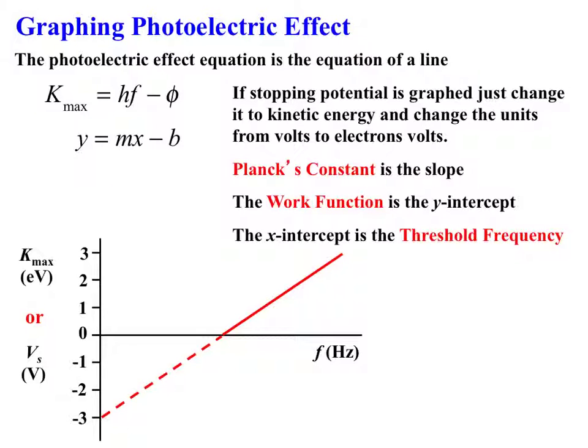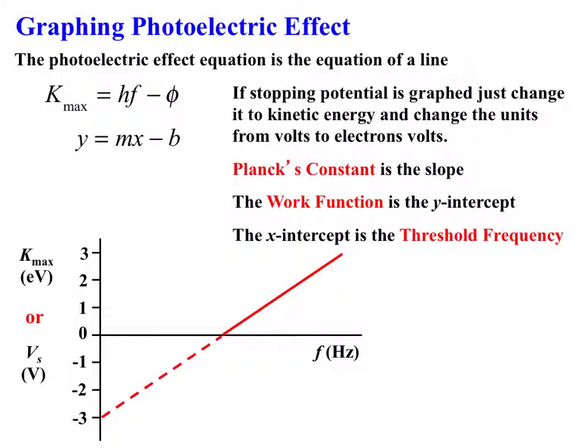So, if we were to look at a graph of this information, again, our kinetic energy is equal to our energy minus our work function. Then we can graph it like here, where kinetic energy is on the y-axis and frequency is on the x-axis. Now, the slope of this function is going to give me Planck's constant, h. That means that the y-intercept is our work function. And the x-intercept is actually called our threshold frequency. Now again, because of the conversion factor between kinetic energy and potential, we can actually just switch the units and everything would stay exactly the same.